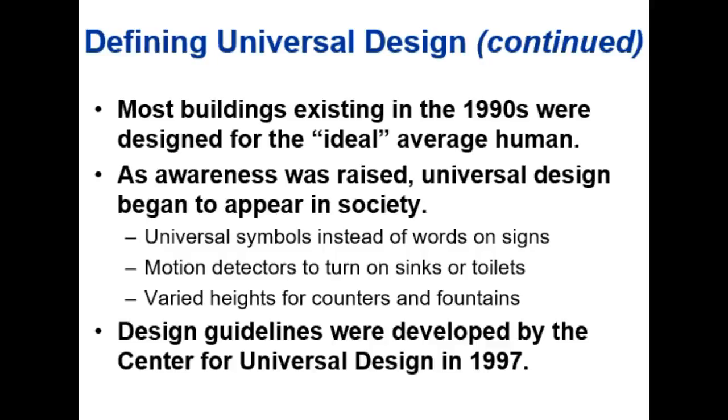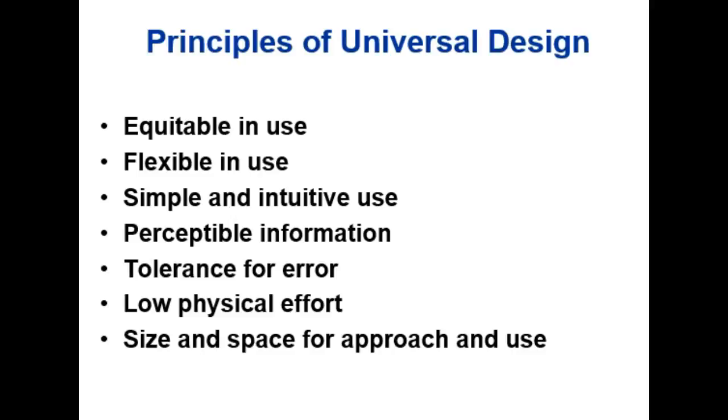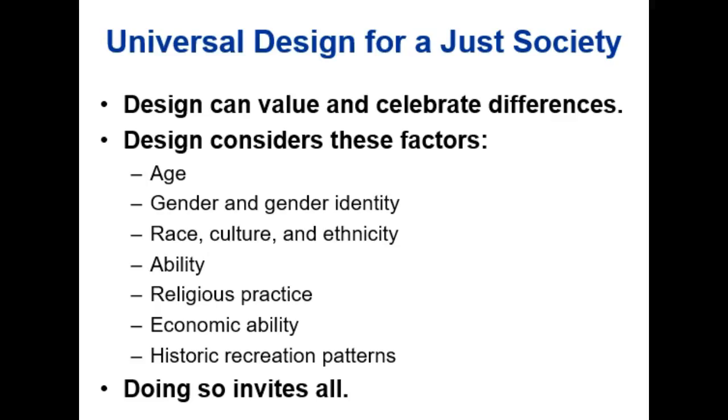Universal symbols instead of words on signs, motion detectors to turn on sinks or toilets, varied heights for counters and fountains. Design guidelines were developed by the Center for Universal Design in 1997. And the principles of universal design include equitable in use, flexible in use, simple and intuitive use, perceptible information, tolerance for error, low physical effort, and size and space for approach and use.